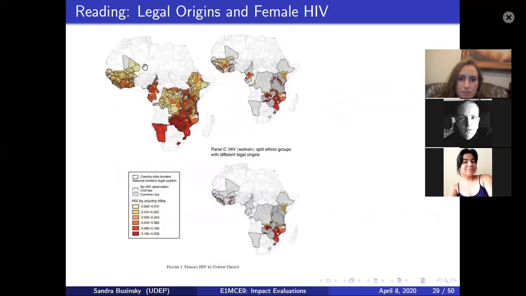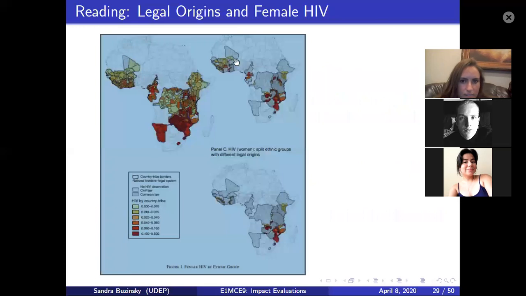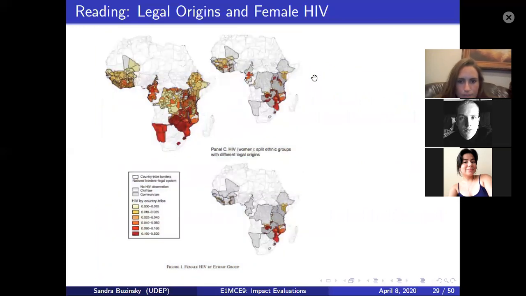Okay, so this is the map she used. So basically, this map 1 shows differences in HIV rates. You can see it's really intense in sub-Saharan Africa, here down south. And then this map shows two different groups now.